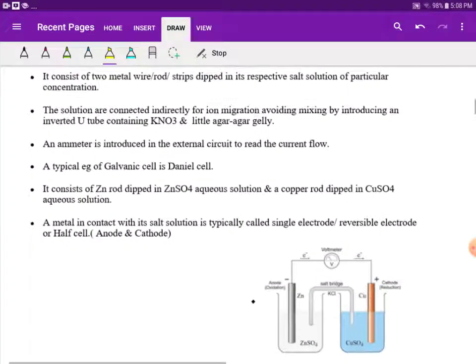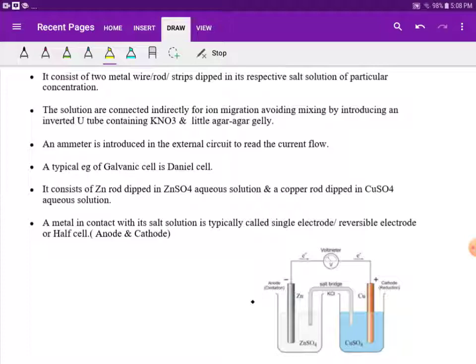A Daniel cell or a typical galvanic cell consists of two metallic wires or strips dipped in the respective salt solution. Then the solutions are connected indirectly for ion migration, to avoid mixing, by introducing an inverted U-tube, that is a salt bridge containing KNO3 and a little agar jelly. An ammeter or a voltmeter is introduced in the external circuit to read the current flow.